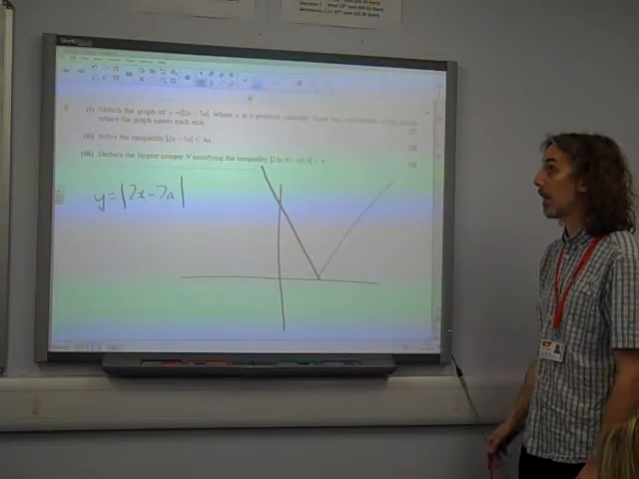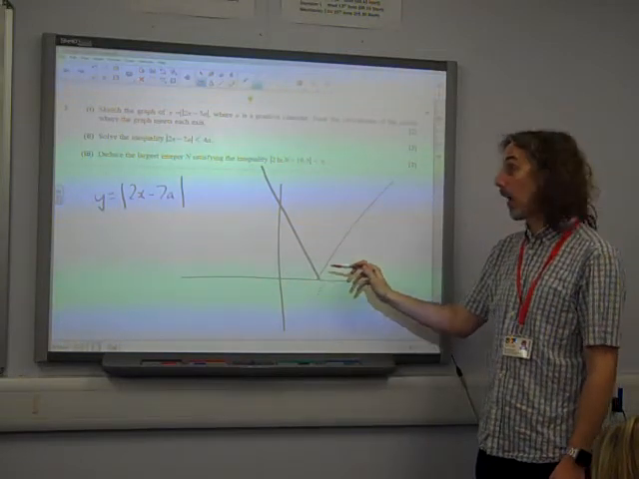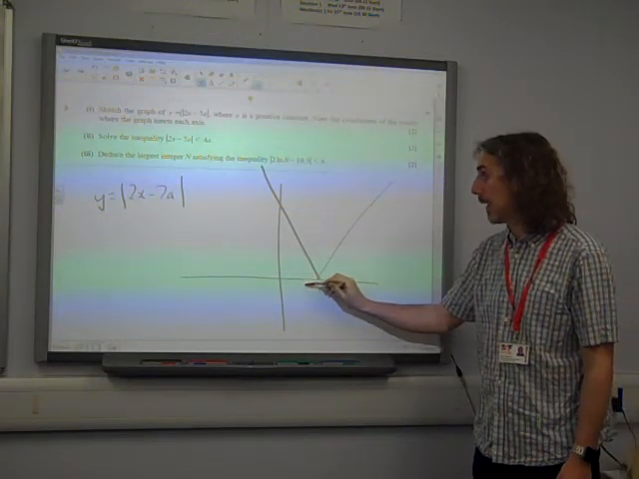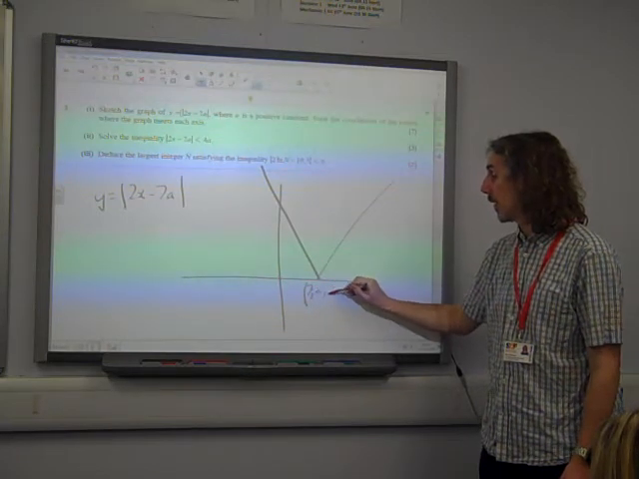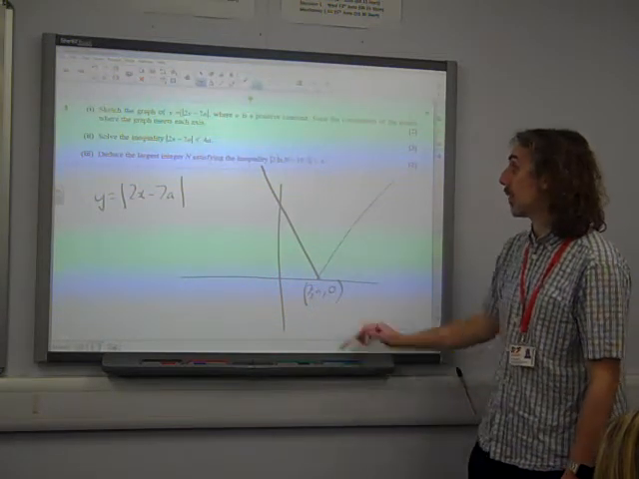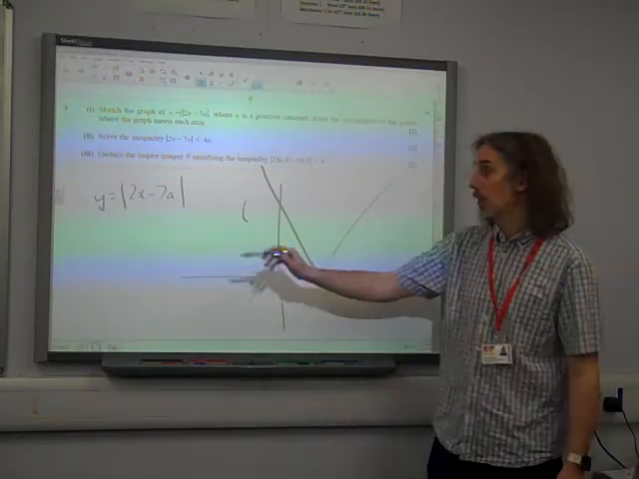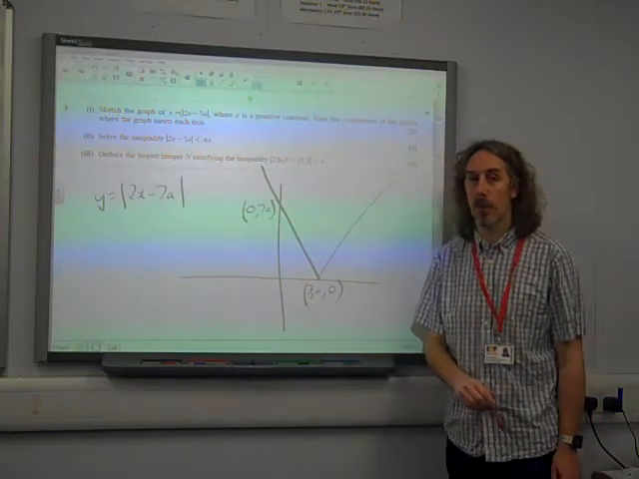each axis. This point here is where y would be 0, so 2x would be 7a, so x would be 7a over 2. It did say state the coordinates, but I'll talk about that in a moment. This one would be if x is 0, you would get 7a. And you had to mark both of those.